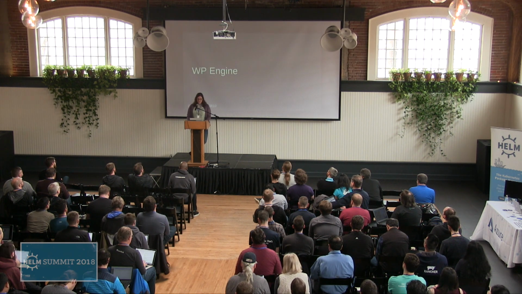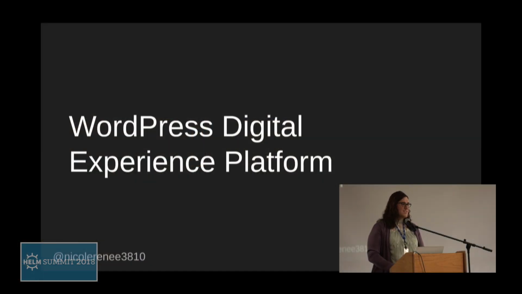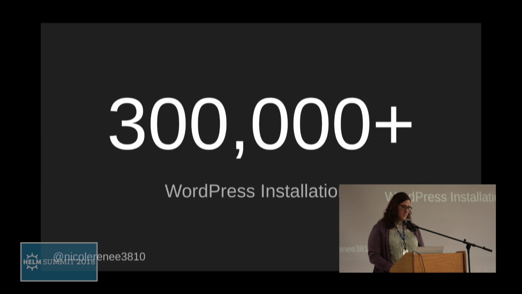So WP Engine, we are a WordPress digital experience platform. So what that really means is we host WordPress for our customers and manage the entire aspect of that ecosystem around integrations with other things inside of WordPress and making that as painless as possible for our customers. So we manage over 300,000 WordPress installations for our customers, and we're moving those into Kubernetes.